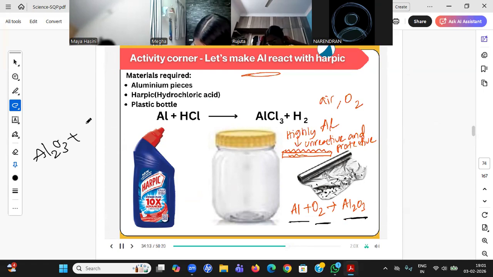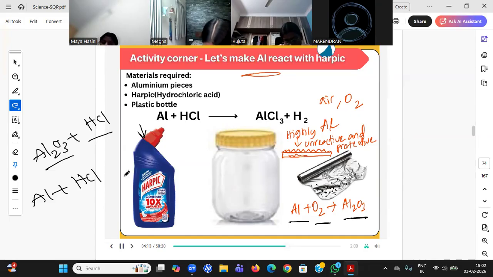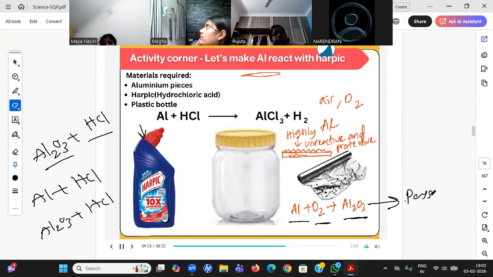Al2O3 will not react with HCl which is very dilute, not concentrated. The Harpic we are using at home is very dilute, so the reaction will not happen. Even though I asked aluminum plus HCl, since I asked about aluminum foil, you should take Al2O3 plus HCl, which is non-reactive. Why? Because the oxide layer is very strong. I have said passivation. Aluminum will also get corroded, but only the topmost layer will get corroded. It will not allow further corrosion, because this topmost layer is very strong.